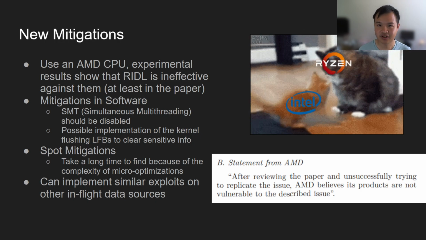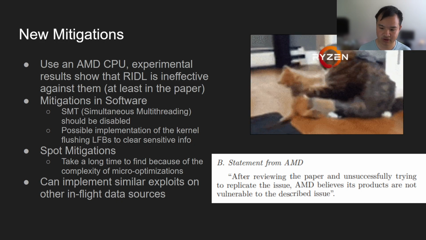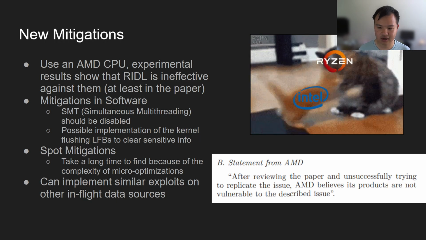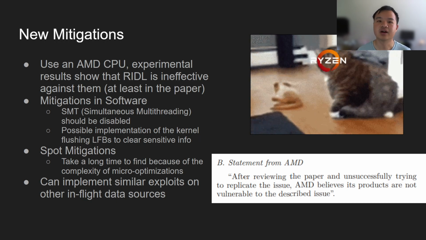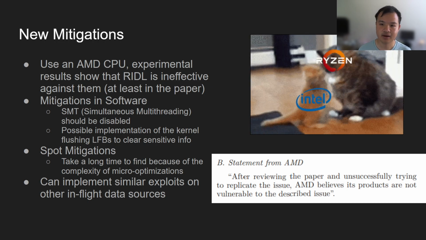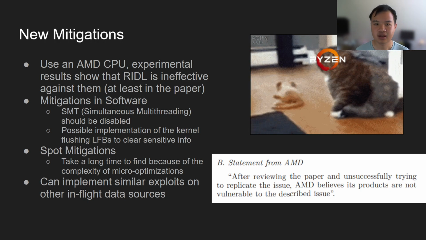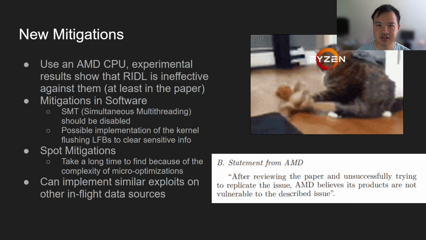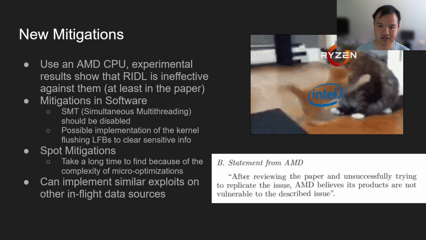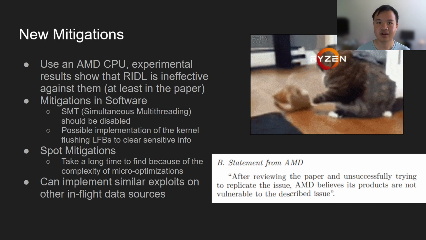The second thing is you can also try to mitigate in software. As we saw in the empirical results from the LFB, when we disable simultaneous multi-threading, not all the secrets get leaked. However, this comes at the trade-off of reduced performance when you don't have simultaneous multi-threading. Another implementation is trying to flush the LFB before the attacker accesses it, so that data doesn't get leaked in the first place because the data is already gone.